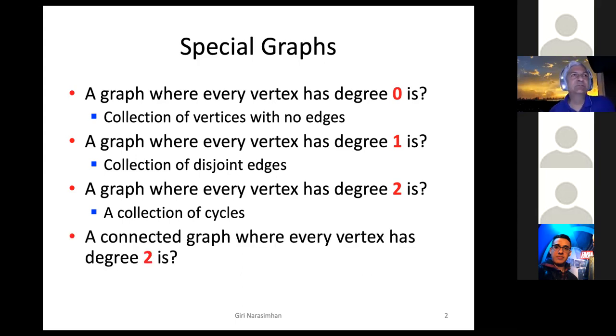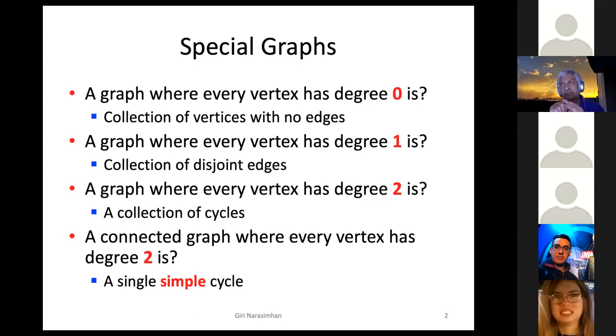Now, let me ask the last question. What if the graph is also connected and every vertex has degree 2? Now it's just one cycle, right? So it's going to be a single cycle, but it's also a simple cycle. What's a simple cycle? A simple cycle is one that doesn't touch itself except at the end. So you can't make a figure 8, for instance. A simple cycle is something that starts somewhere and comes back to itself, but along the way, it doesn't visit any vertex more than once. Okay, thank you.